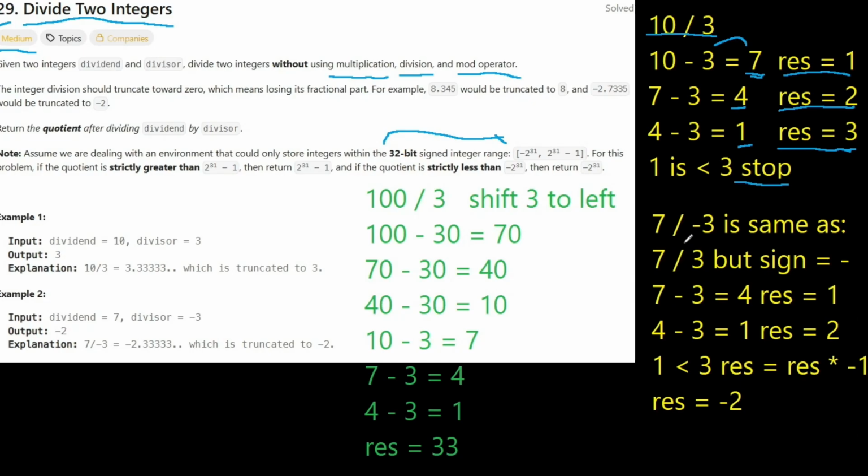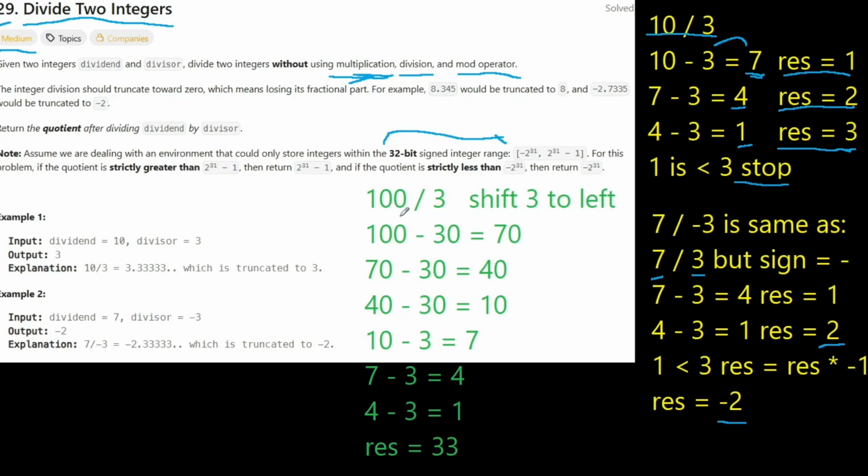But what if one of them is negative and the other is positive? What we will do is convert both of them to absolute value. Any of them that is negative, we convert to absolute value, and we store the sign in another variable. And we do the same operation, 7 by 3, and the result will be 2. And later, because the sign was negative, the result will be negative 2. We would multiply the result by the sign, but no, we cannot multiply. So we put an if condition, because the problem says we cannot multiply. So far it's easy, very clear.